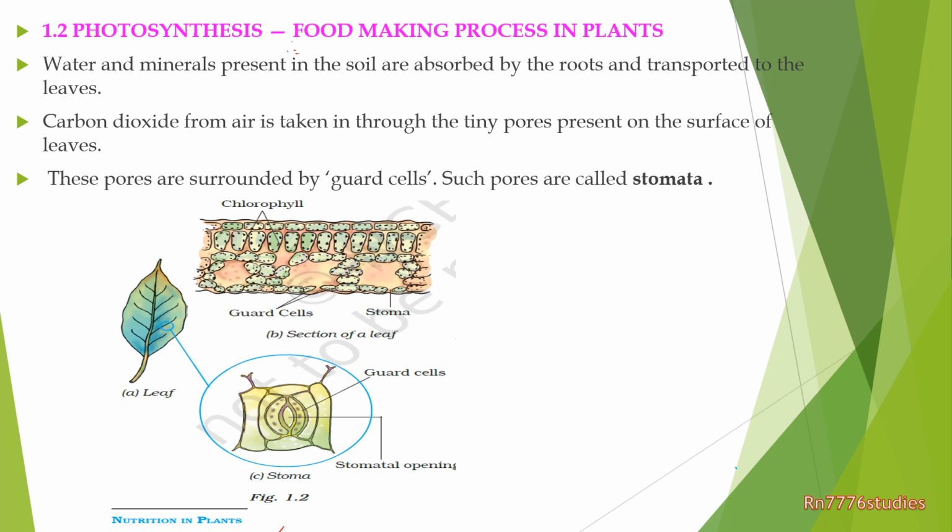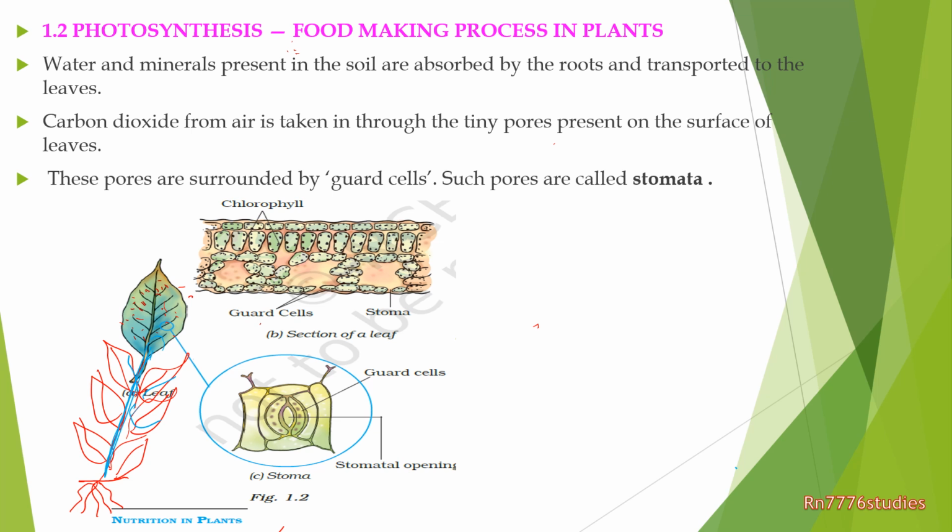Carbon dioxide from air is taken in through tiny pores present on the surface of the leaf. See, here are tiny pores. Just imagine this is a plant. The water and minerals have been transported to the upper part. The carbon dioxide present in the air is taken in through the tiny pores present on the surface of the leaves.